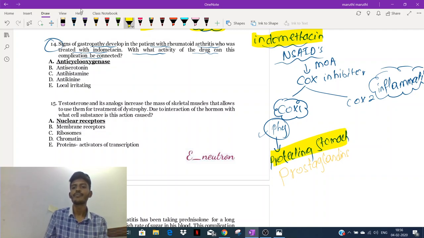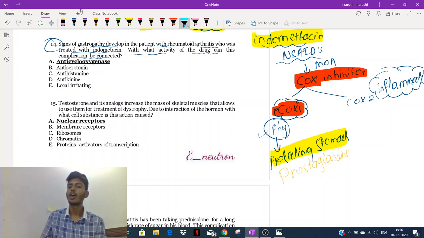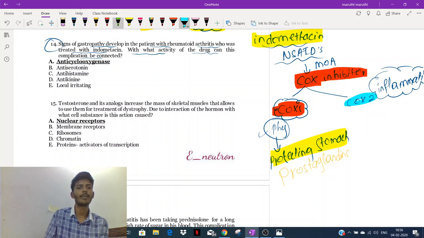Let's discuss. Okay guys, NSAIDs are the group of drugs which are COX inhibitors. So they are blocking which enzyme? COX enzyme. If they are blocking the COX enzyme, what will happen? COX2 is present during the inflammation. COX-2 is present during the inflammation, what we need to block will be COX-2. Okay, but indomethacin is a non-selective COX inhibitor.